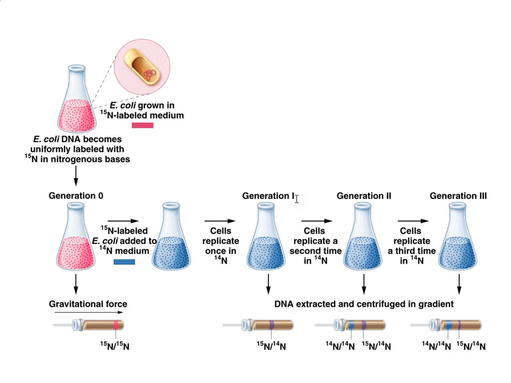After the second generation, it separates and is further divided. See here, in first generation, N15 medium, generation 1 will be all a mixture. In generation 2, we get N15-N14, N14-N15, and N14-N14, so 50%. Is it clear?